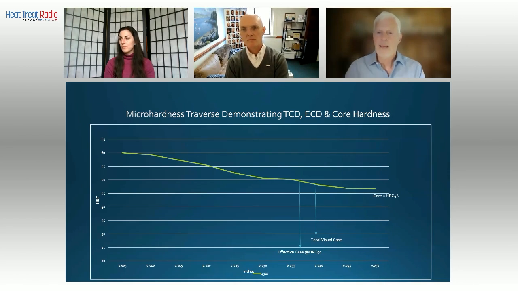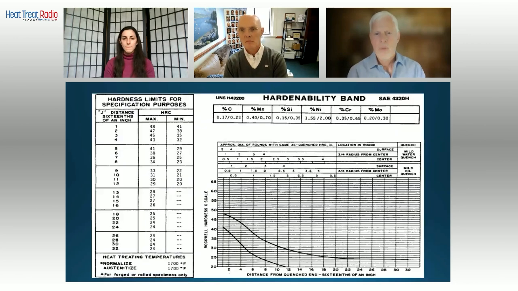So what is it that causes this core hardness? It has to do with the hardenability of the material. So here we're looking at an SAE chart, J1268. It's for H-band material, for 4320, a common gear material. This thing tells us a lot.